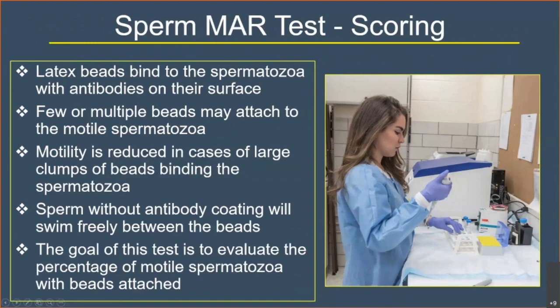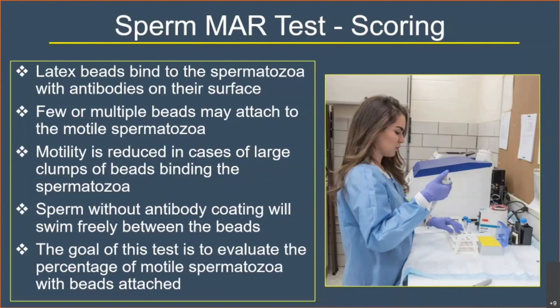So to examine the sperm MAR test scoring, what are the basic principles? The latex beads bind to the spermatozoa with antibodies on their surface, and there could be few beads or multiple beads that may attach to the motile spermatozoa. So as a result of the binding of the beads, the motility is reduced, especially when there are large clumps of beads binding to the spermatozoa. The sperm which do not have the antibody coating will swim freely between the beads.